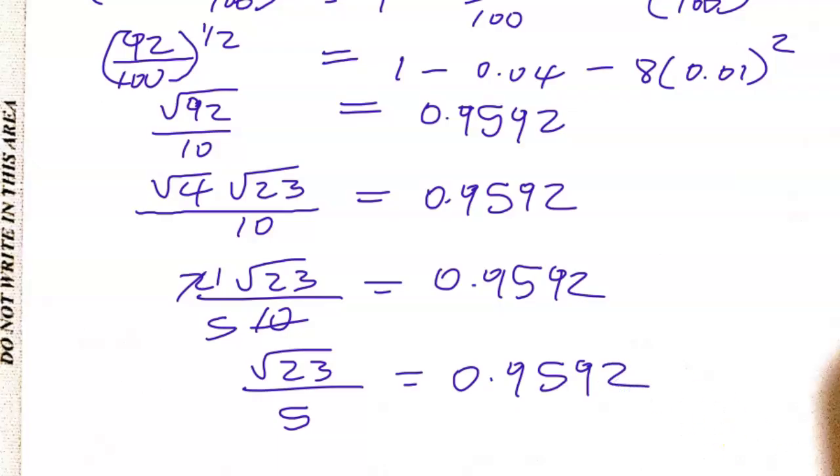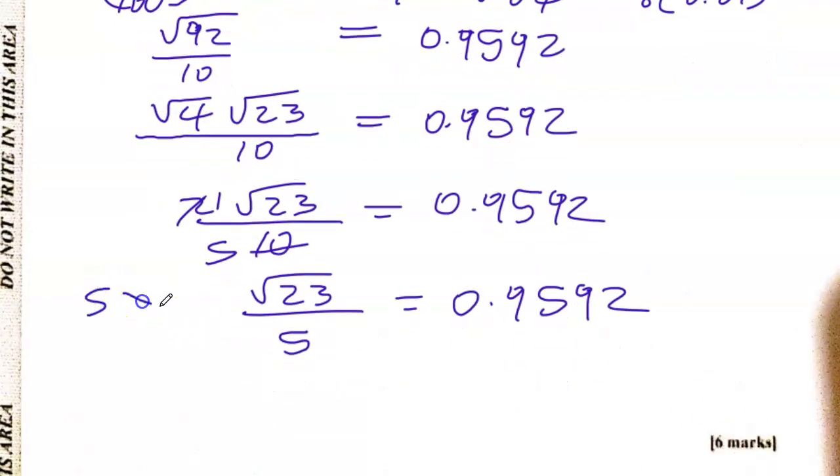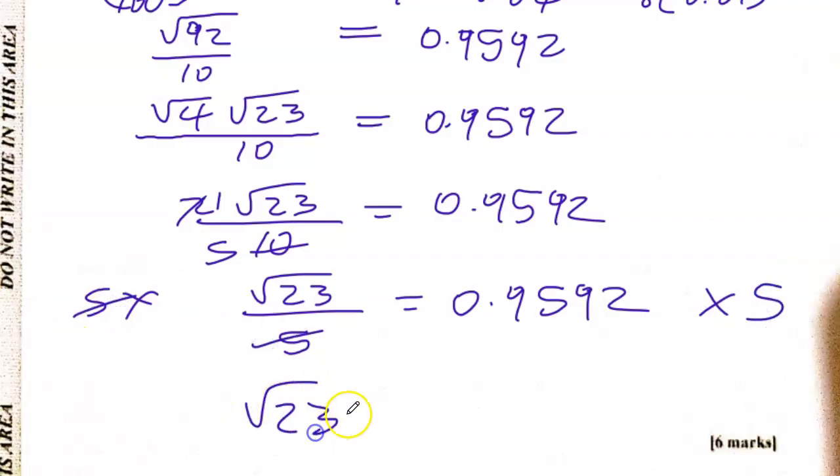equal to 0.9592, and of course now we can multiply both sides by 5, since we want root 23. So root 23 is equal to 5 times 0.9592, which would be equal to 4.796.